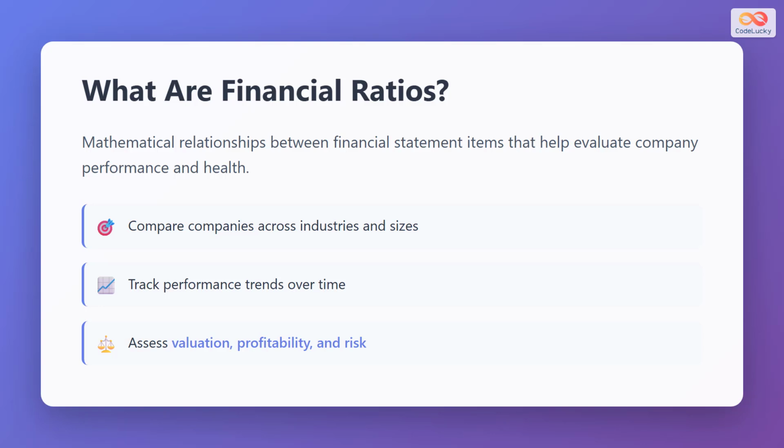Most importantly, these ratios help assess three key areas: valuation, which tells you if a stock is fairly priced; profitability, which shows how well a company generates earnings; and risk, which reveals potential financial vulnerabilities.